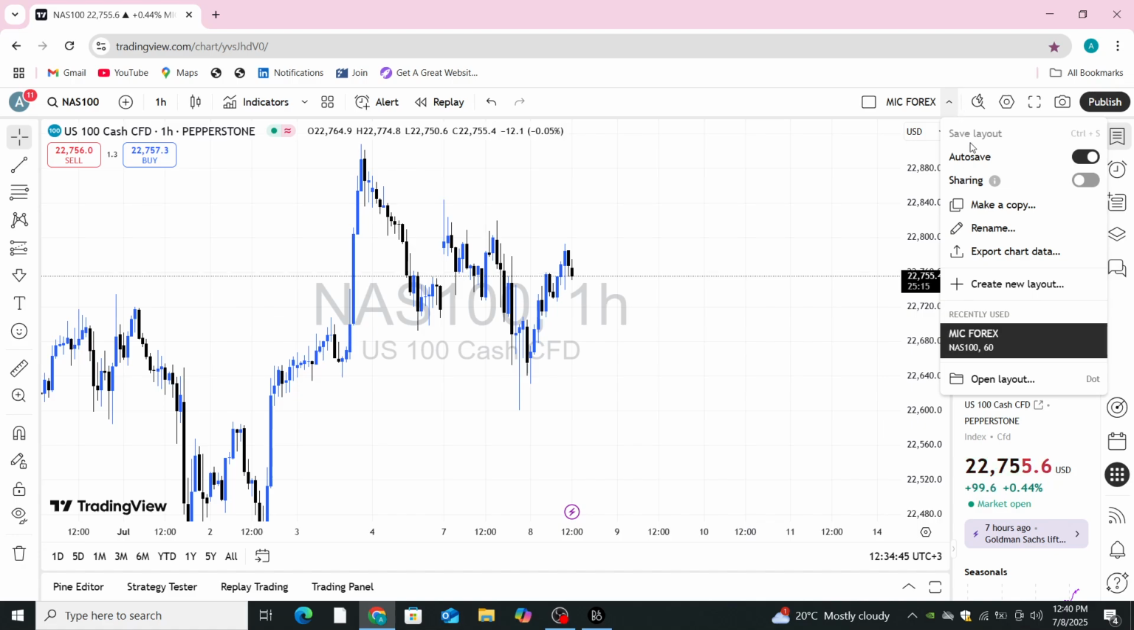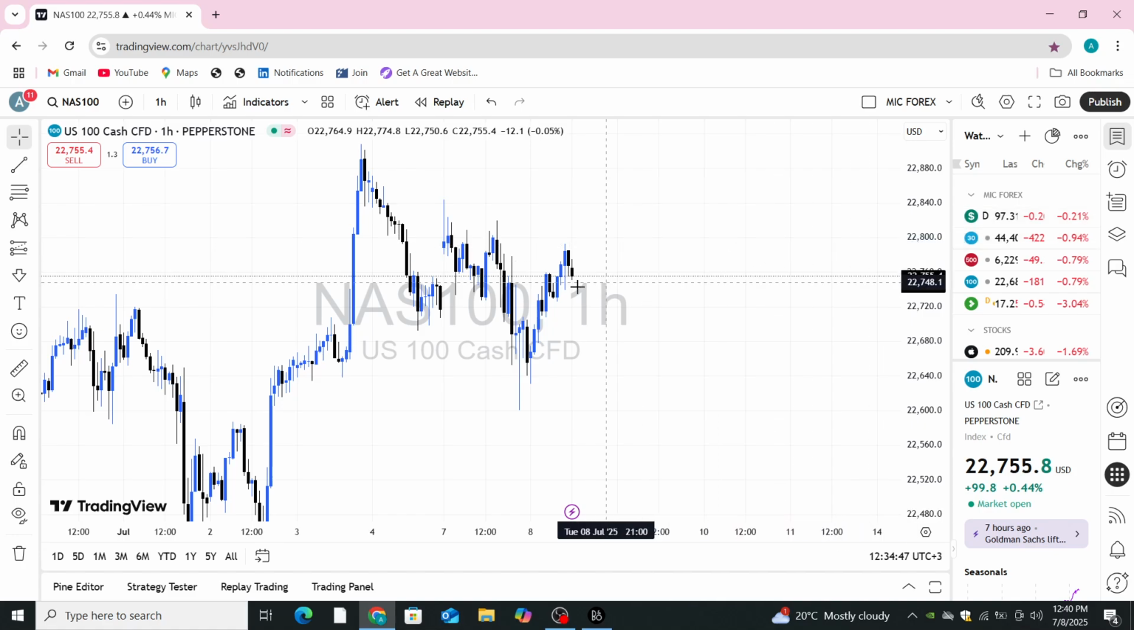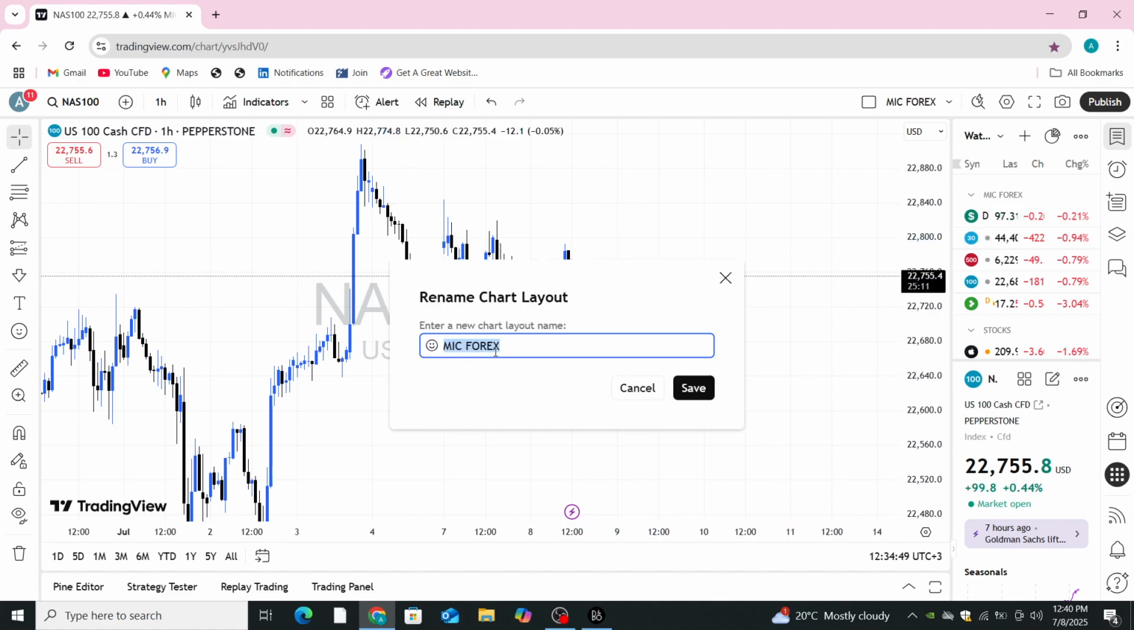How we can change this or rename. Yeah, just come here. Then you click on rename. Then you can use "forex", "FX", so and so, or you just leave it like that. Then you click on save.